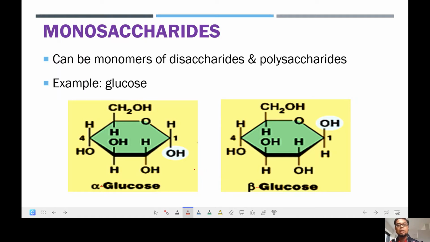The difference is about the hydroxyl group that is positioned at carbon number 1 of the glucose molecule. If we refer to the molecule of the alpha glucose, we should notice that the hydroxyl, the OH, is located at the bottom part of carbon number 1. Meanwhile, for the beta glucose molecule, the hydroxyl group is positioned above carbon number 1 for this particular molecule. That is the difference between the two.